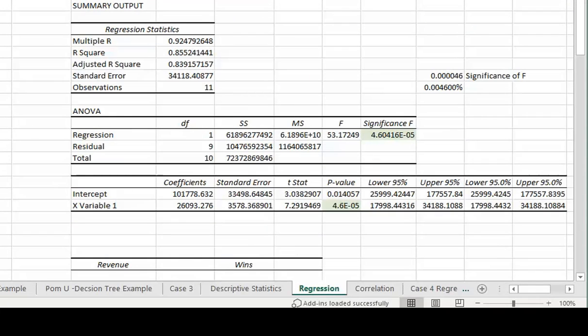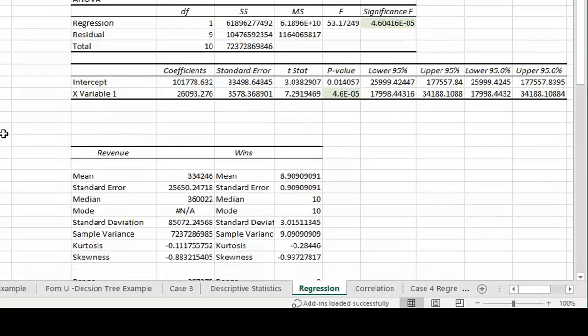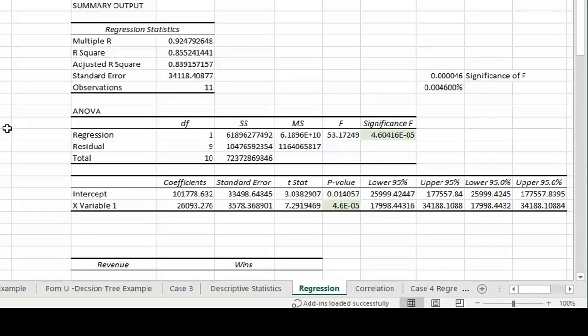I would be a little leery because we don't have that many years of data, but remember, if you just continue to keep gathering your data, your model will get better and better. The more observations you have, obviously, the better the model.